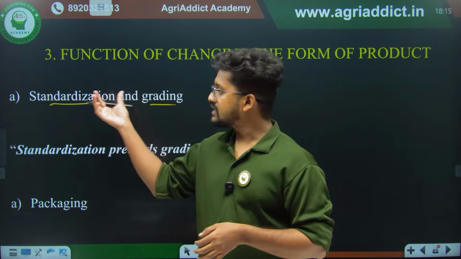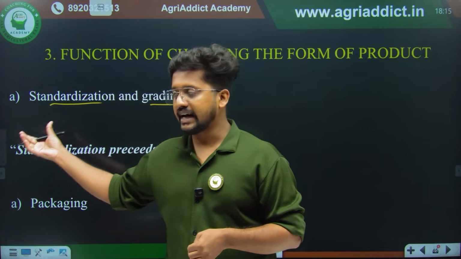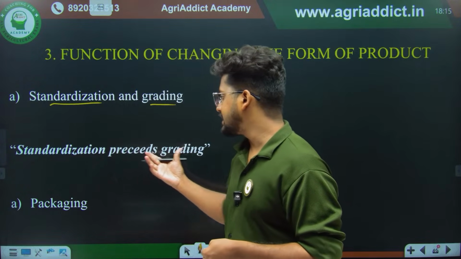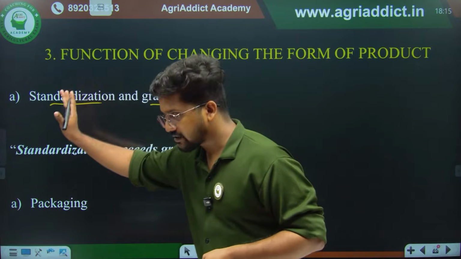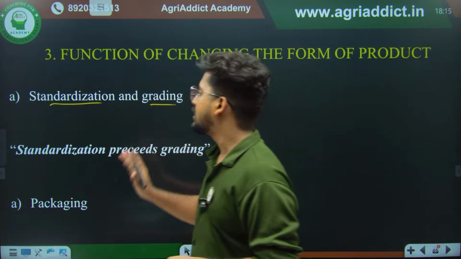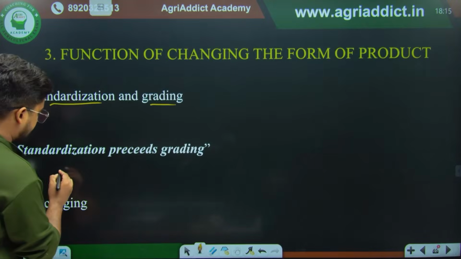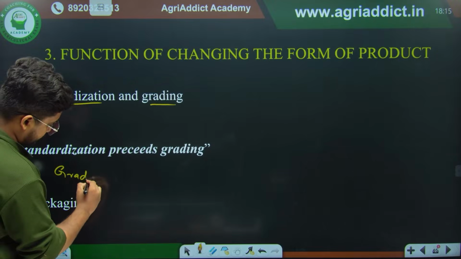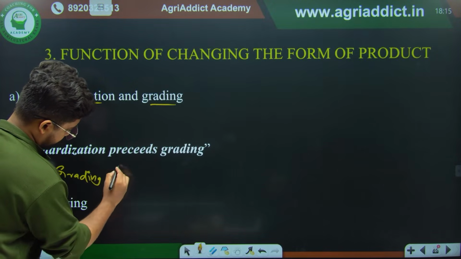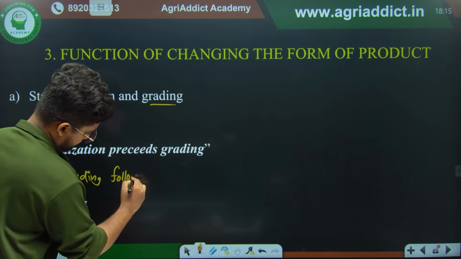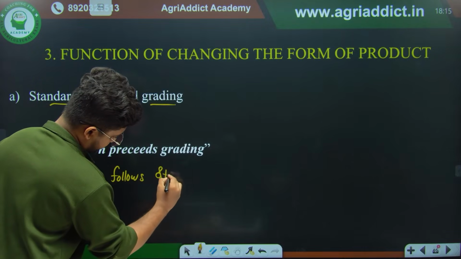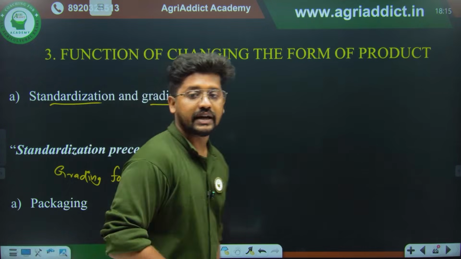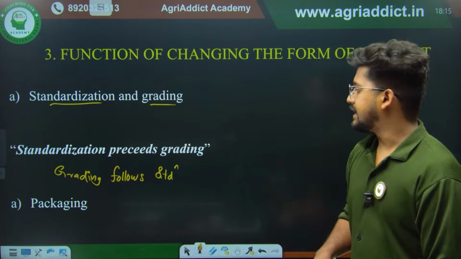So first standardization will be there, and second grading will be there. Standardization precedes grading. First standardization will happen and then grading will happen, or you can say grading will be following standardization. Grading follows standardization.